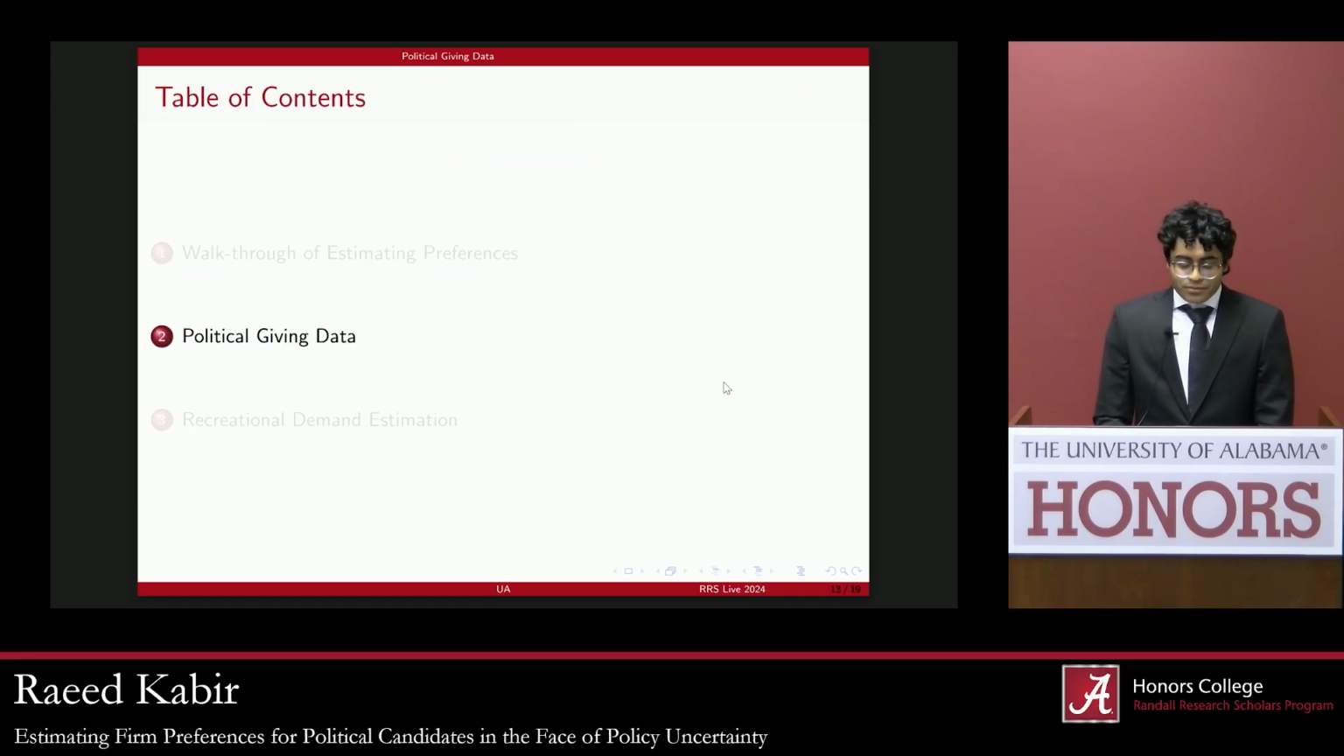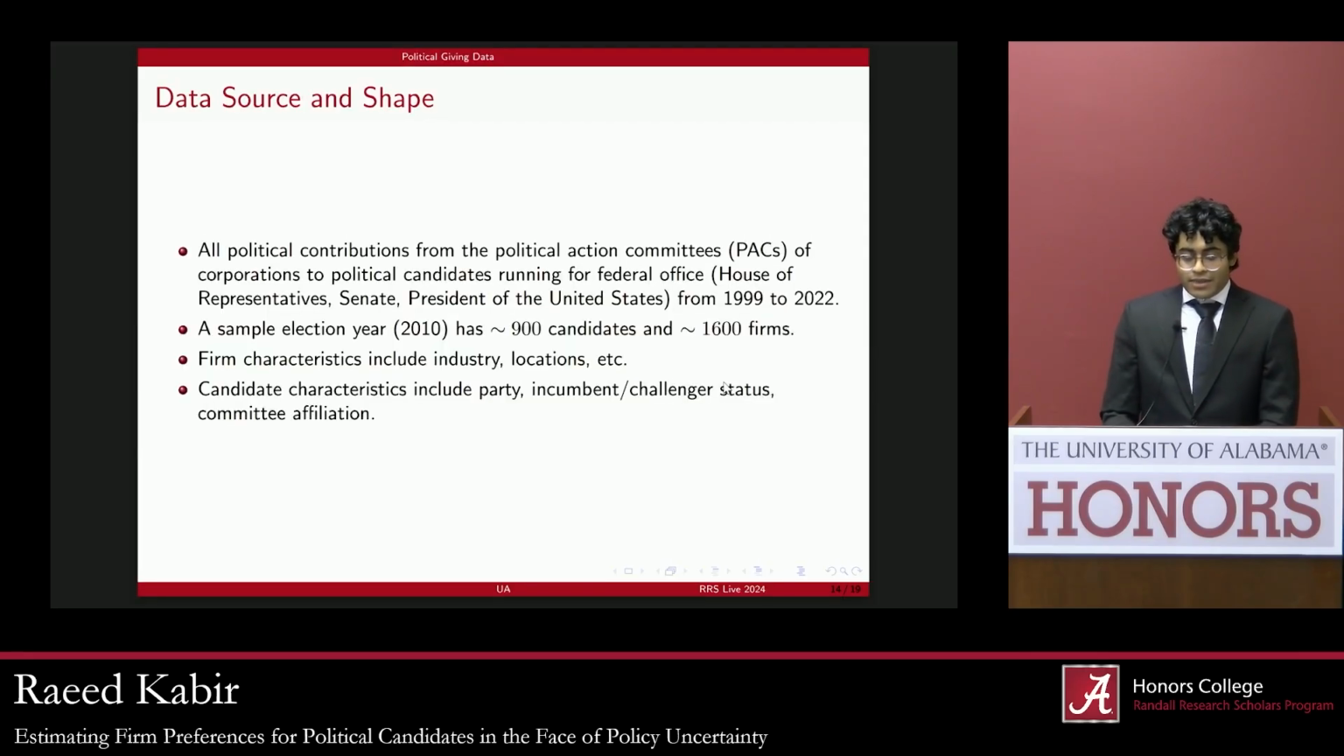Okay? So in my setting, I have political giving data. I have the universe of transactions from political action committees for corporations to political candidates. What does that mean? Every corporation has these political action committees. They're deciding where do I give money to donate to politicians, and I have every single one of those donations over the past 23-ish years, okay? And this is a lot of data, and in fact, in 1 year, you might see something like 900 candidates going up for federal election and 1,600 firms donating to them.